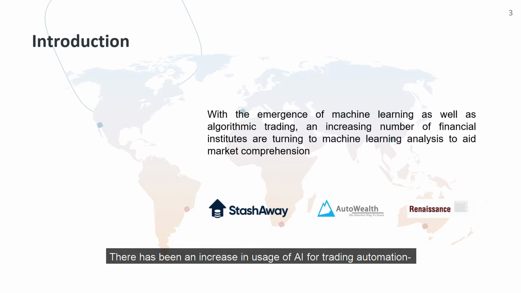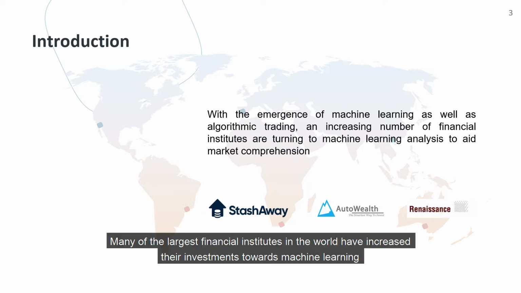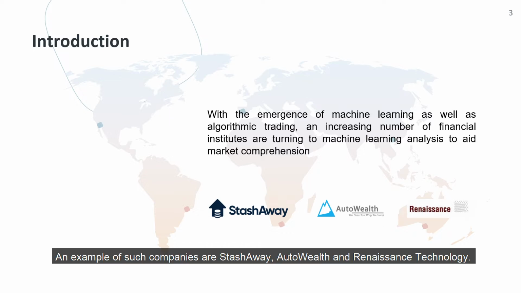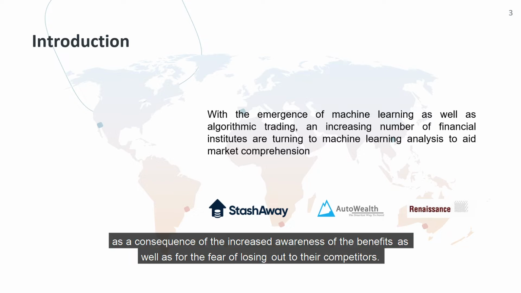There has been an increase in usage of AI for trading automation, if not for attaining insights of the stock markets. Many of the largest financial institutes in the world have increased their investments towards machine learning, and we have even seen a new breed of financial institutes where their core businesses are in robo-advisory or algorithmic trading. An example of such companies are Stashaway, Auto Wealth, and Renaissance Technology. There is thus an increased motivation for other institutes to get on board this trend as a consequence of the increased awareness of the benefits as well as for the fear of losing out to their competitors.